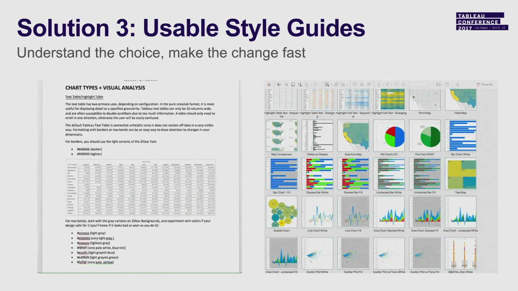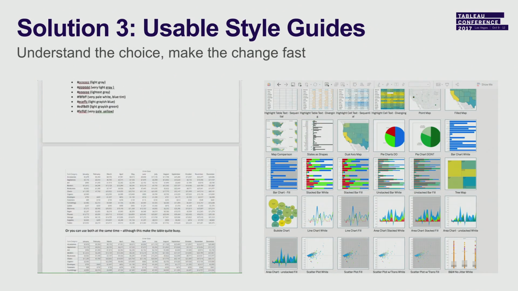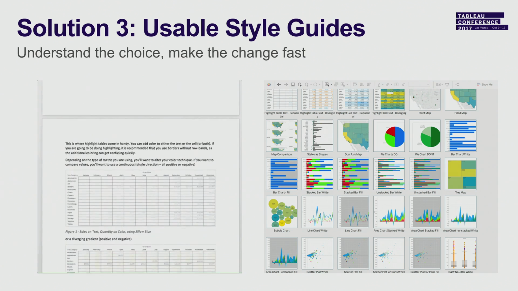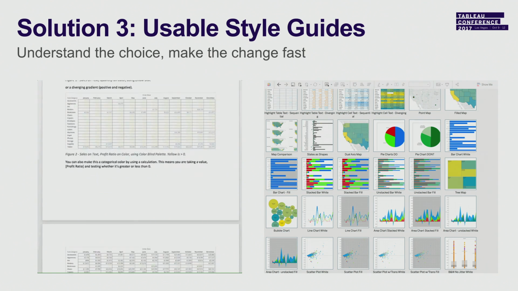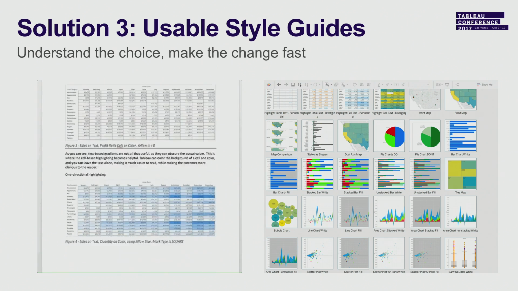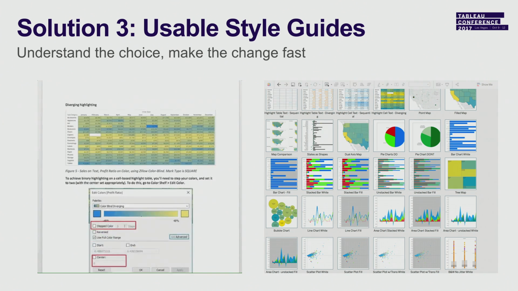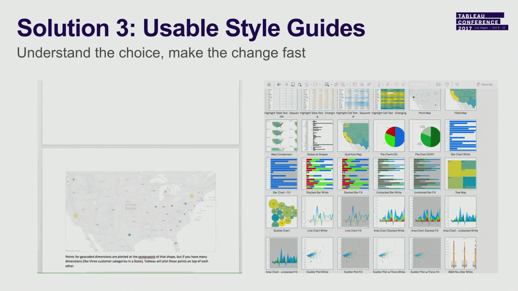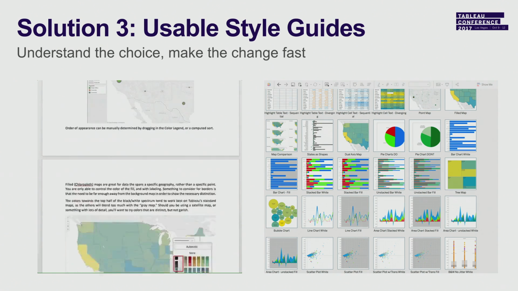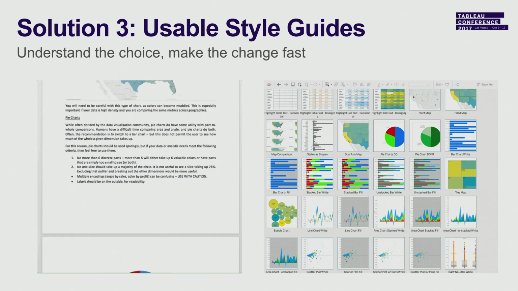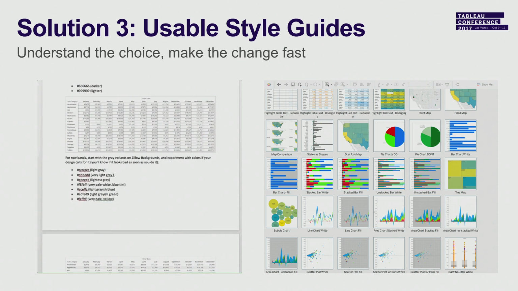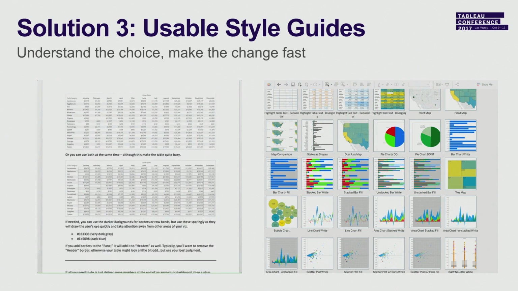One, I want them to understand the choice so they can make the change fast. So what I did, and this is something I did at Slalom as well, is that every visualization type that shows up in Show Me has a slot in our 30-page style guide that details the what, where, and why, and how you would use that visualization. Now, not everyone likes to read 30 pages, so we also include a preferences.tps file, so it's all baked in.